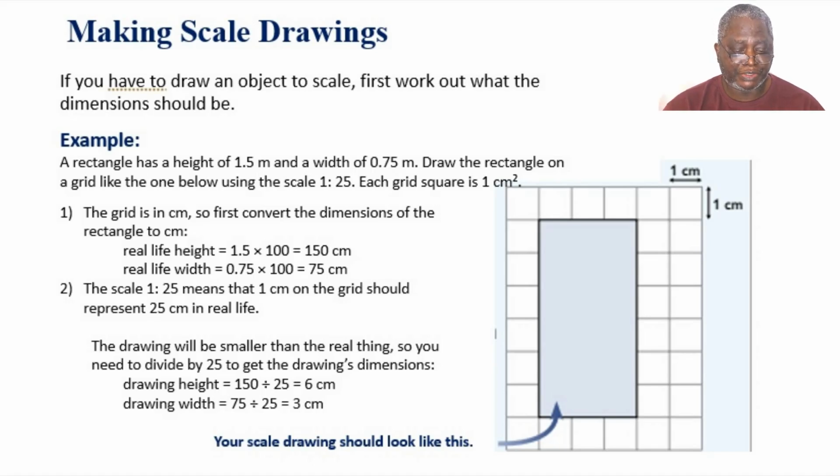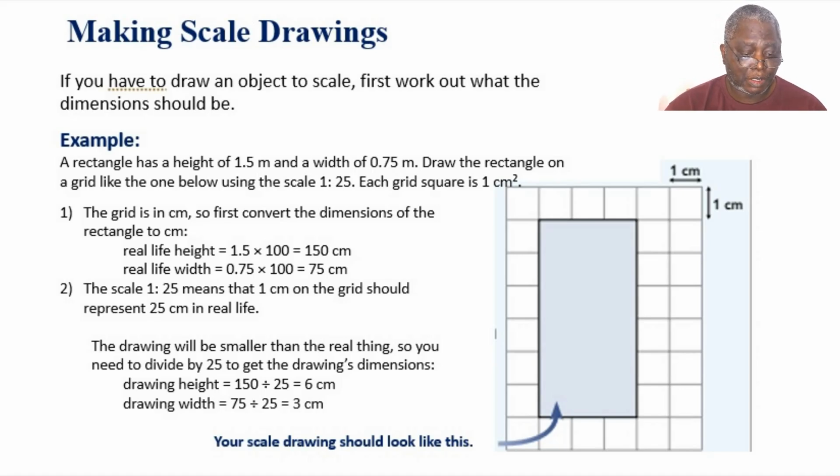The grid is in centimeters, so first convert the dimensions of the rectangle to centimeters. Real life height is equal to 1.5 times 100, which is equal to 150 centimeters. Real life width is equal to 0.75 times 100, which is equal to 75 centimeters. Remember, 100 centimeters is equal to 1 meter.